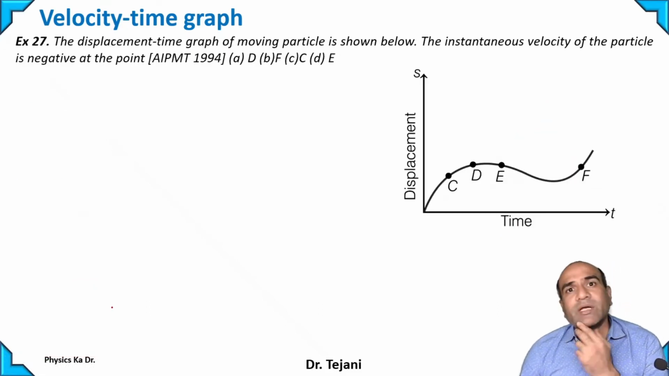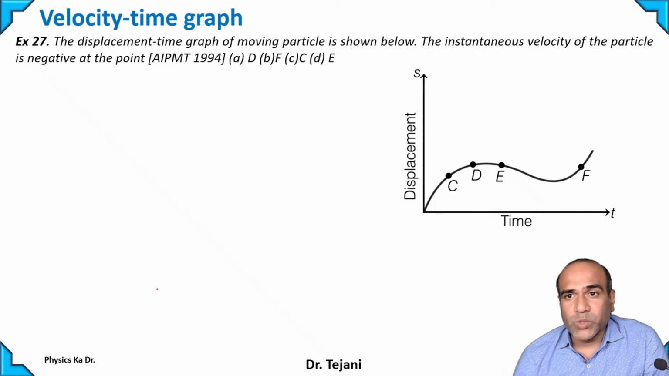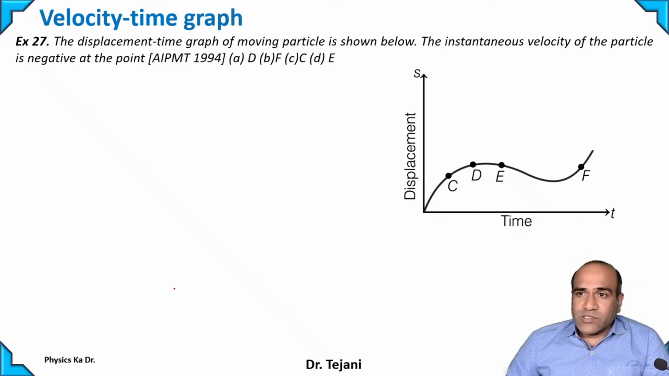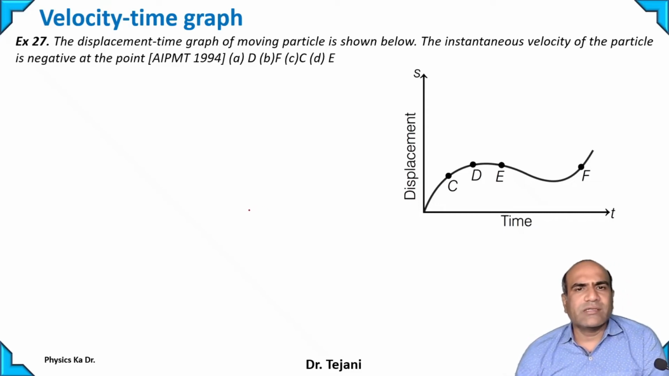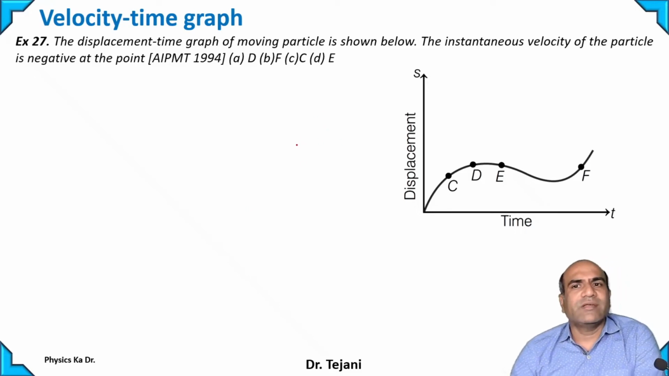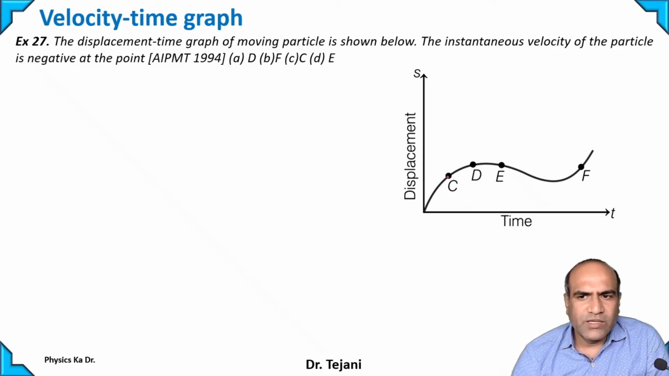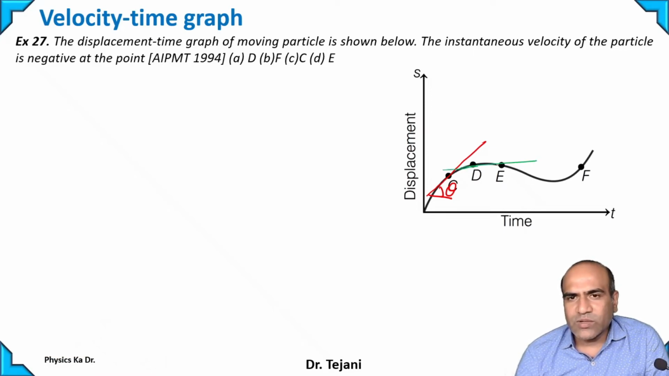One more question, example number 27. The displacement time graph of a moving particle is shown below. The instantaneous velocity of the particle is negative at a point. We just need to find the point where the instantaneous velocity is negative. All India Pre-Medical Test 1994. Very simple question. For the instantaneous velocity, if it is negative, we just need to find the slope. So what about the slope at C? It is positive. The slope at D is approximately 0.